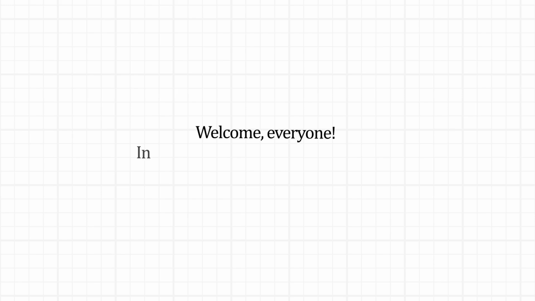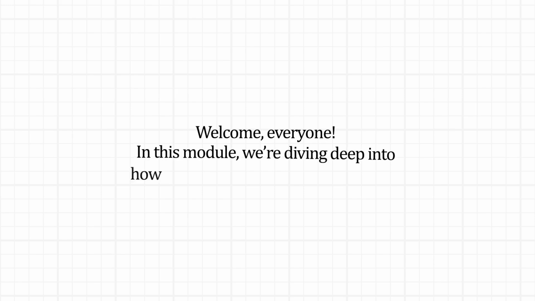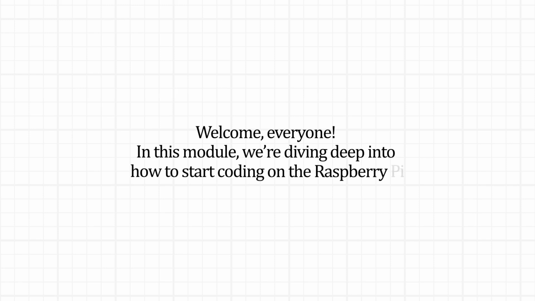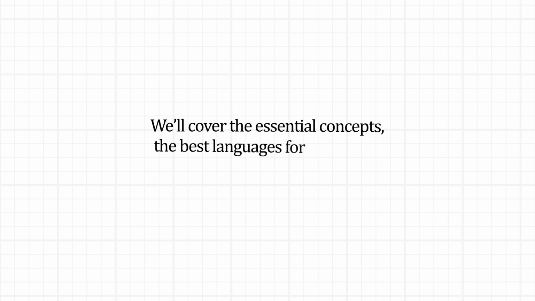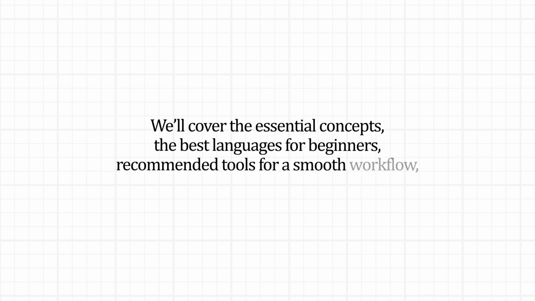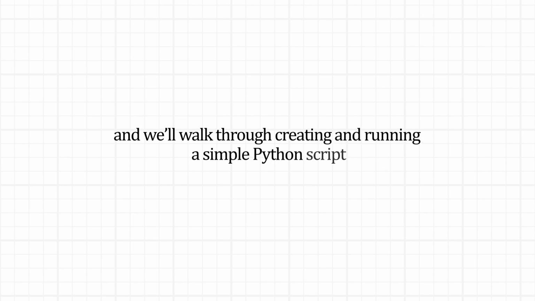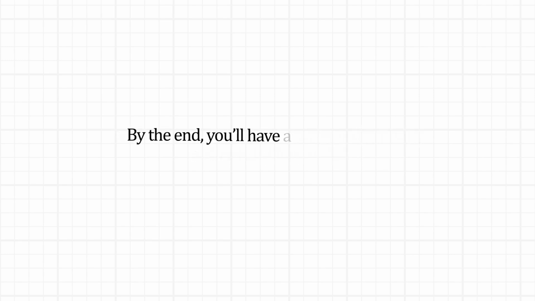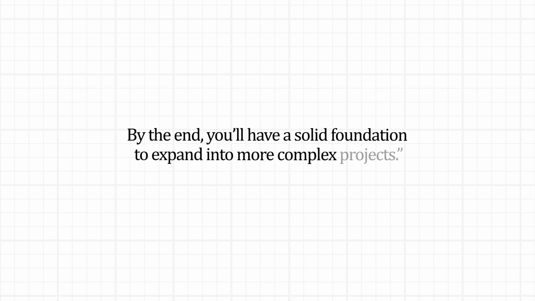Welcome everyone. In this module, we're diving deep into how to start coding on the Raspberry Pi. We'll cover the essential concepts, the best language for beginners, recommended tools for a smooth workflow, and we'll walk through creating and running a simple Python script. By the end, you'll have a solid foundation to expand into more complex projects.